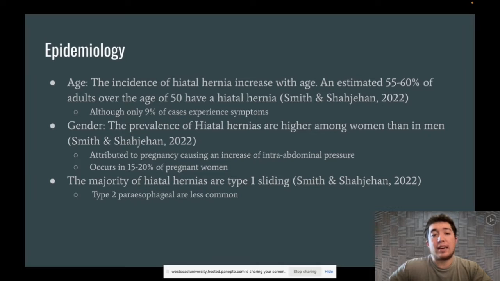For gender, we have the prevalence of hiatal hernias being higher among women compared to men. This can be attributed to pregnancy causing an increase of intra-abdominal pressure. It occurs in roughly 15 to 20% of pregnant women. It's also the most likely hernia to happen in pregnant women. The majority of hiatal hernias are type 1 sliding, with type 2 being less than 5% of the total cases. That would be it for epidemiology.